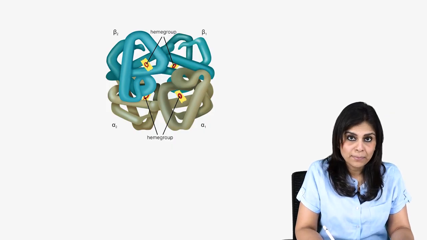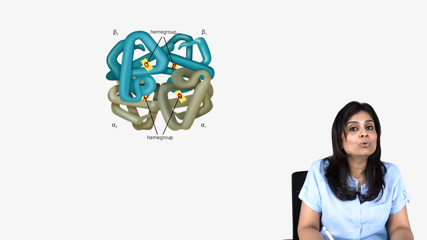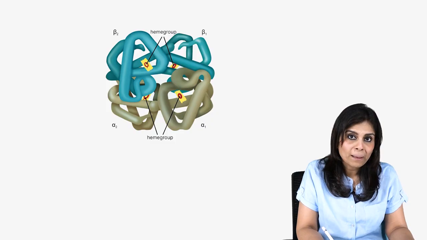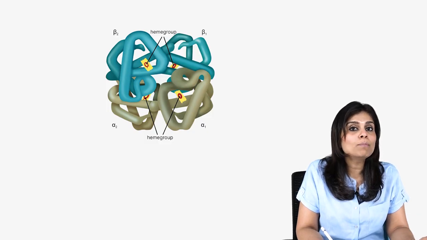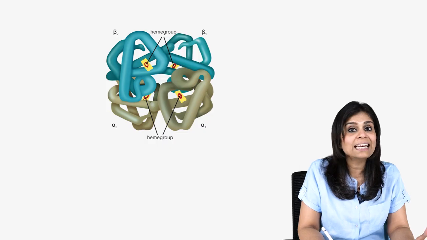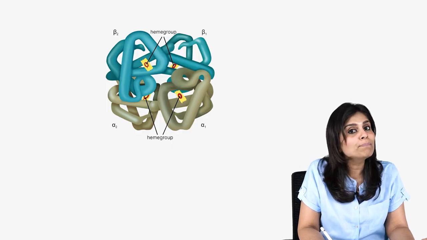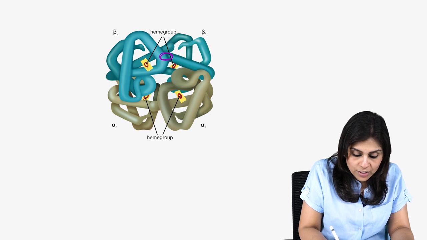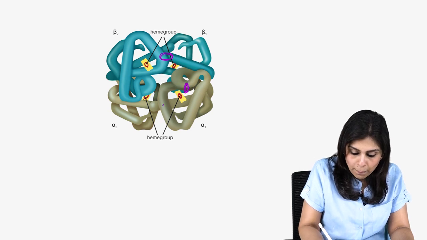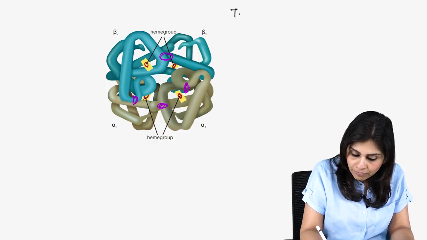Because it's a tetramer, because it has more than one polypeptide chain, as I told you in the last video, the previous video about protein structure, any protein which has more than one polypeptide chain can exhibit quaternary structure. It is defined by how polypeptide chains interact with each other. When there is strong interaction among individual polypeptide chains, we call it a taut structure.